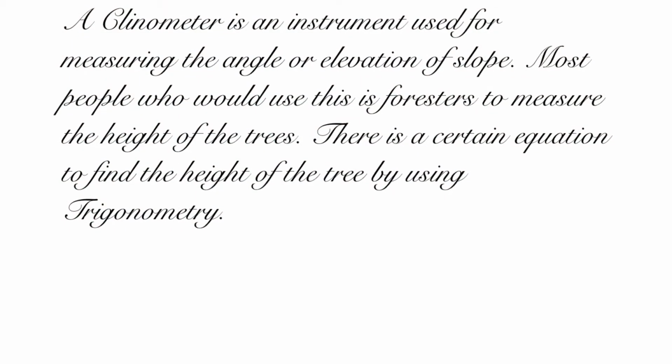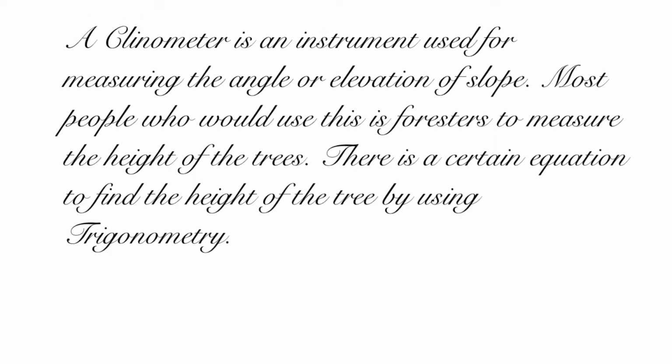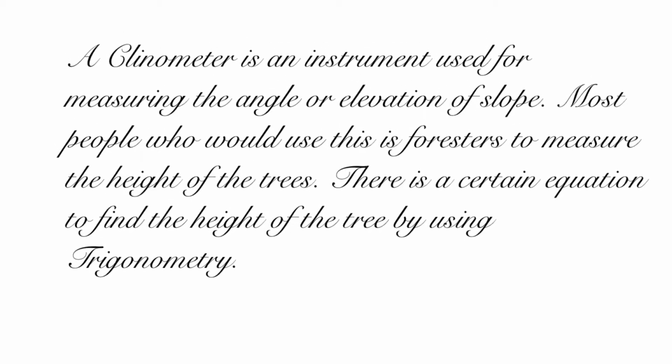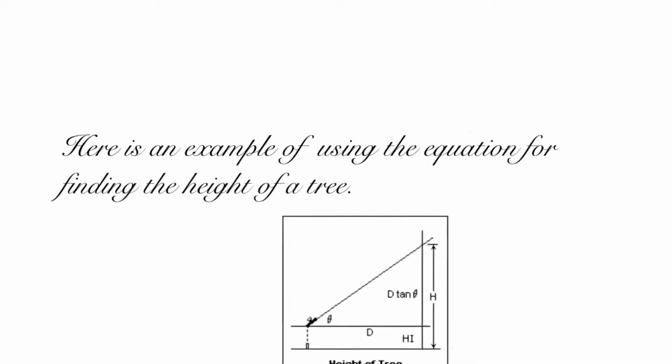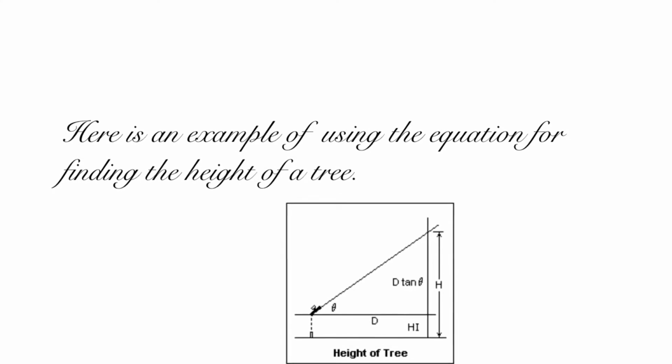A clinometer is an instrument used for measuring the angle or elevation of slope. Most people who would use this are foresters, to measure the height of the trees. There is a certain equation to find the height of the tree by using trigonometry. Here is an example of using the equation for finding the height of a tree.